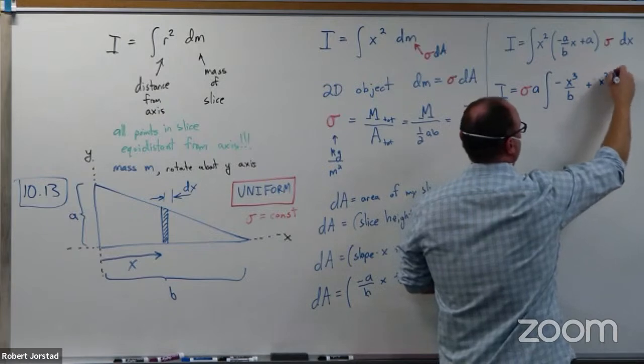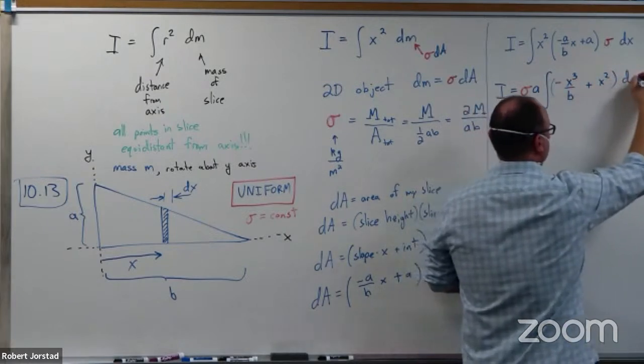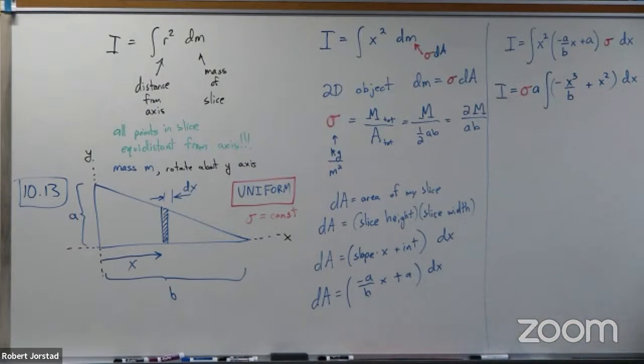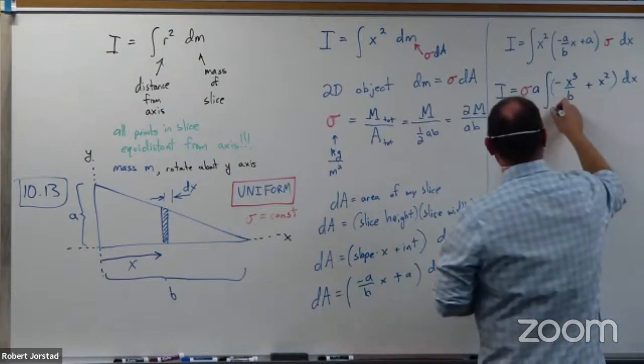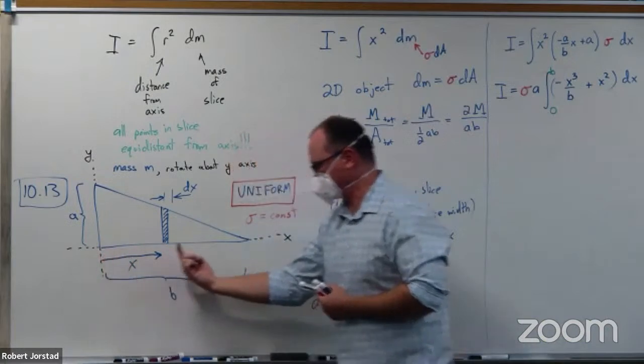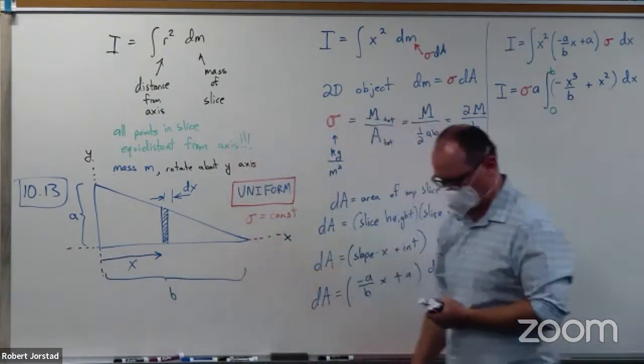And I get negative x cubed over b plus x squared dx. Jacob, what limits? What do you think? 0 to b. Exactly. You feeling good on that now? The smallest value x can take is 0. The largest value it can take is b. Nice job.